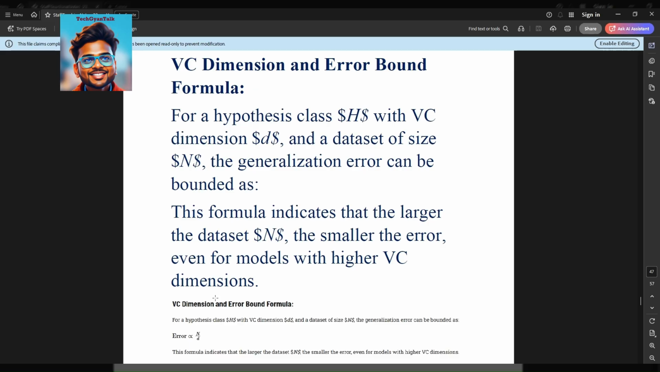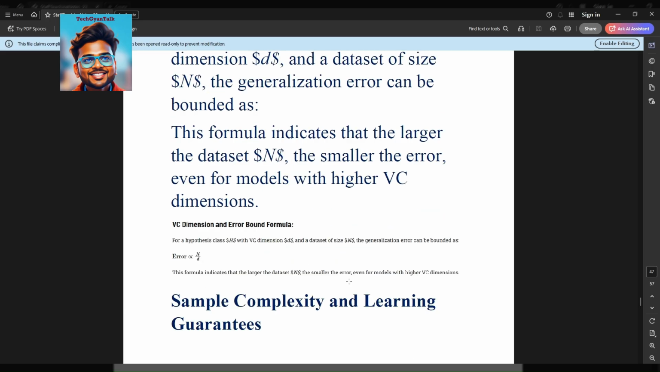The generalization error can be bounded as this formula indicates: the larger the data set, capital N, the smaller the error, even for models with higher VC dimensions.